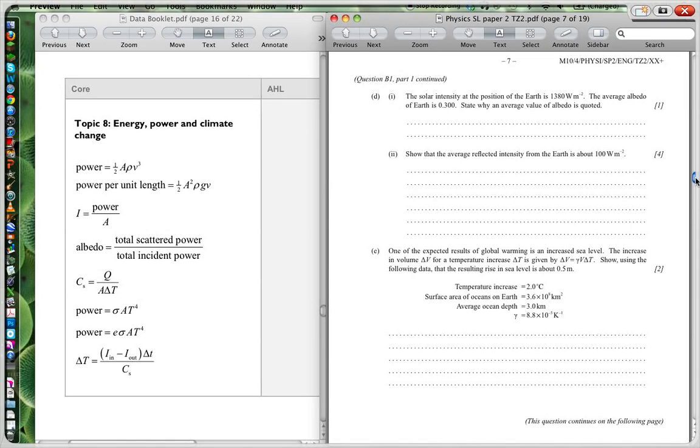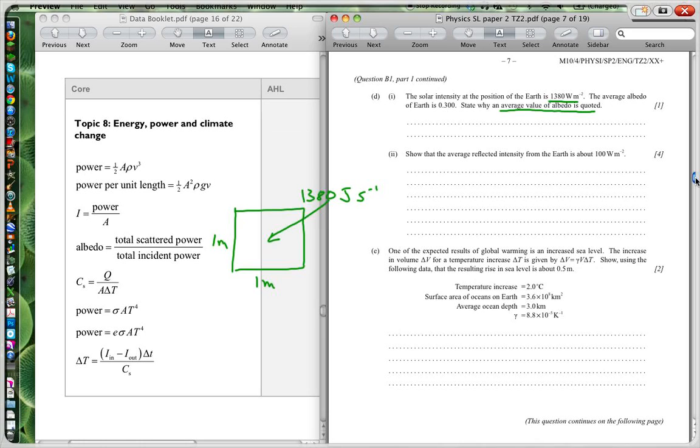The solar intensity at the position of the Earth is 1,380 watts per meter squared. So per square meter, 1 meter by 1 meter, every second we have 1,380 joules per second hitting a square meter. State why an average value of albedo is quoted.